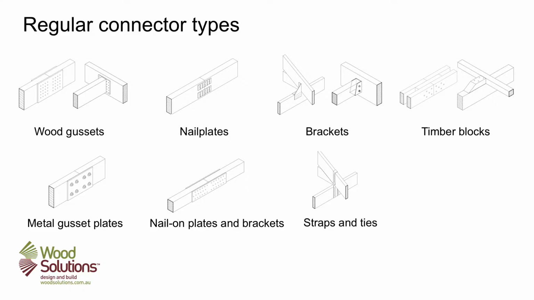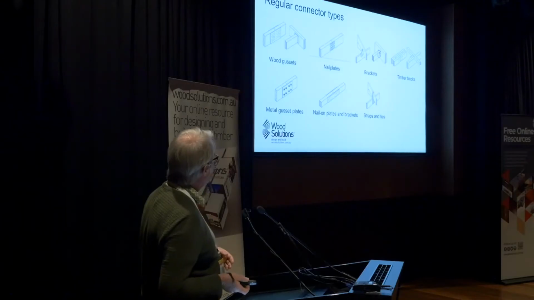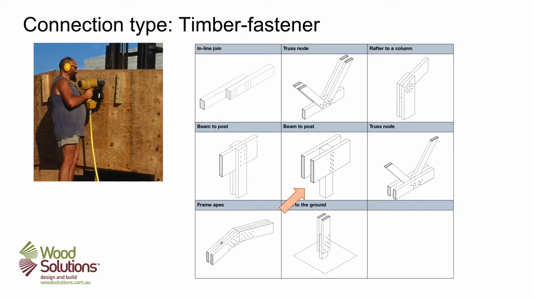So then we look at regular connector types. The connector is the thing that you may use to join two pieces. So whether you're using a wood gusset or a metal gusset or a nail plate, all of these are different connector types that we use to enhance connection of bits of wood together. And then we look at connector types and what they would look like.